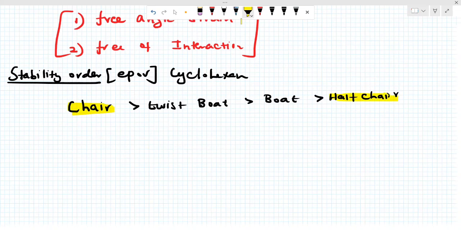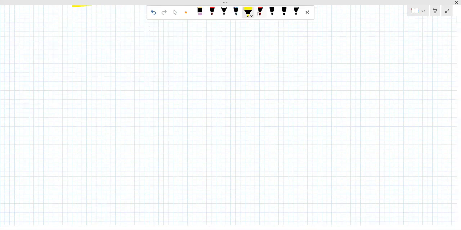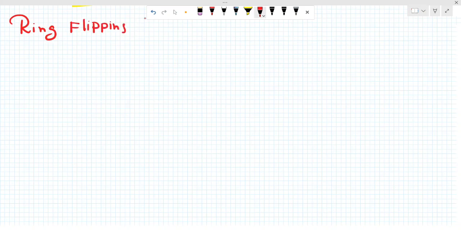Now I'm going to a little bit advanced level. I'm going to ring flipping, and I will also discuss mono-substituted cyclohexane. Please note, what is ring flipping? Listen, before I enter ring flipping, I will discuss the axial and equatorial bonds. That I need to discuss first.